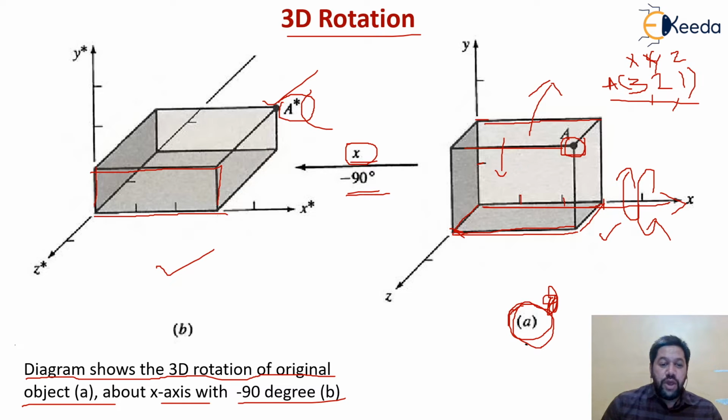What is the A value? What is my x value? X value will not change. So it will be 3 as it is. You can find here, for A point, x value is 1, 1 and 2. This is 1, this is 2 and this is 3. So the x value will not change. So this will be 3 as it is.